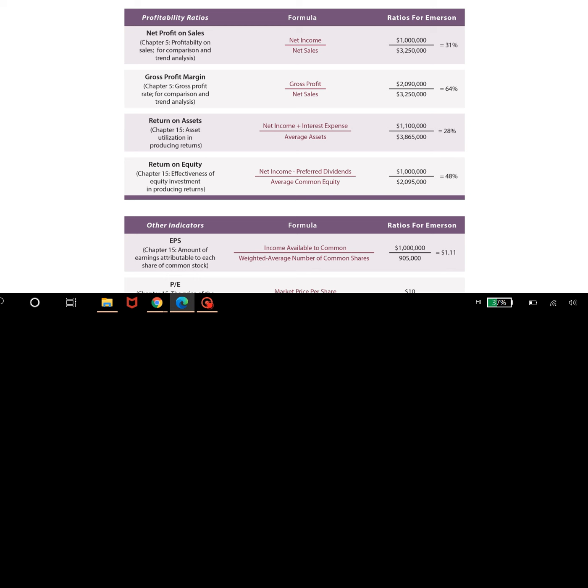Next, we have return on assets. In this, basically you see how much your assets are utilized in producing returns, that is, how much your assets will generate returns for you. The formula is simple. You need to consider net income plus interest expense and divide it by the average assets available with your company. And to calculate return on equity, you deduct the dividend part from the net income and divide it by average common equity.